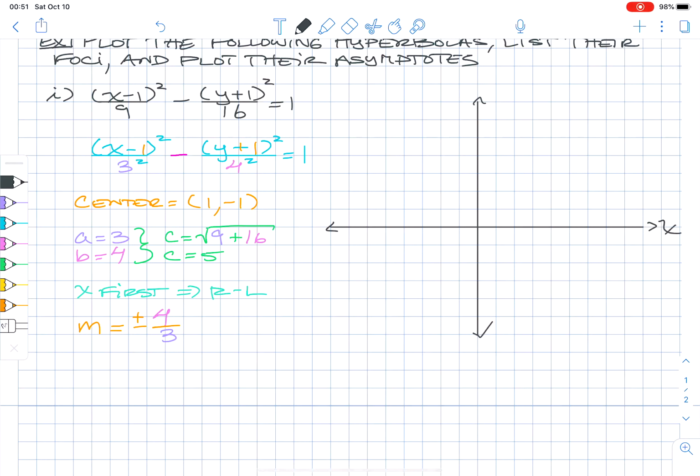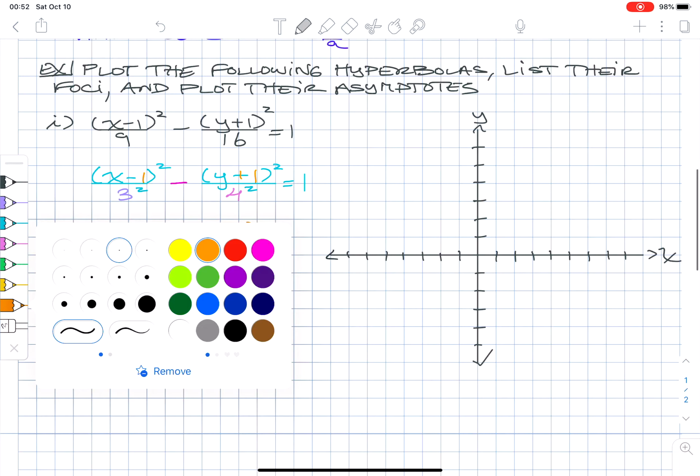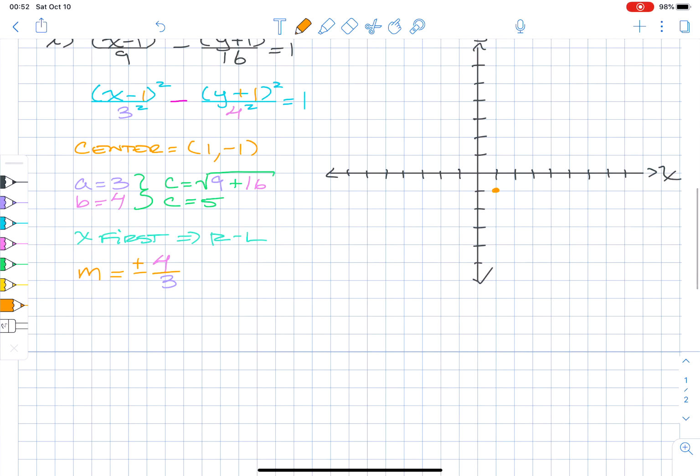So we have x and y coordinate axes. So let's do 1, 2, 3, 4, 5, 6, 7, 8. 1, 2, 3, 4, 5, 6. 1, 2, 3, 4, 5, 6, 7. 1, 2, 3, 4, 5. Okay, so the center is at 1, comma negative 1. Now there are 2 asymptotes through the center. They are from the center I rise 4, 1, 2, 3, 4, and run 3, 1, 2, 3.